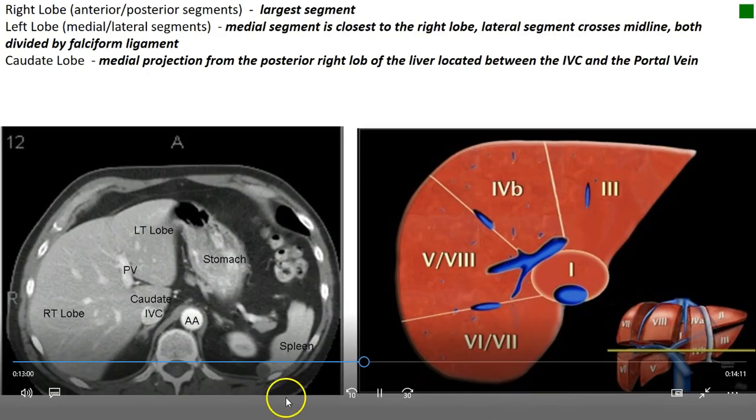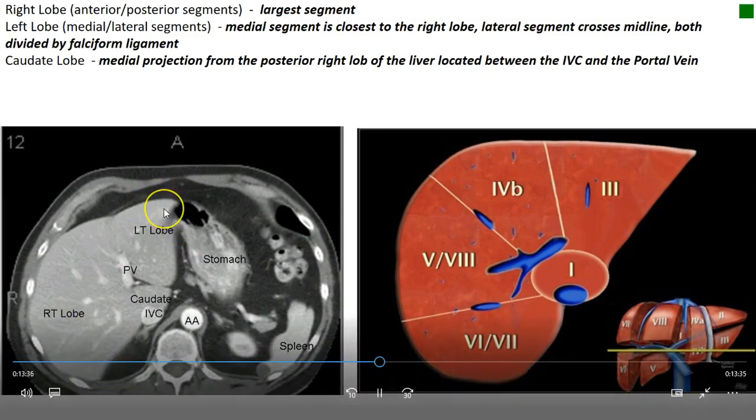So on an axial image of the body, whether it be CT or MRI, you have to be aware that the right and left lobes of the liver do not necessarily correlate with the right and left sides of the body. If you drew a line anterior to posterior on this patient, this would be the left side of the patient and the right side of the patient, but the left lobe of the liver actually sits on the right side of the patient. Sometimes it can extend over to the left side of the patient, but most of the left lobe is contained on the right side. So this is actually considered right and left lobes of the liver.